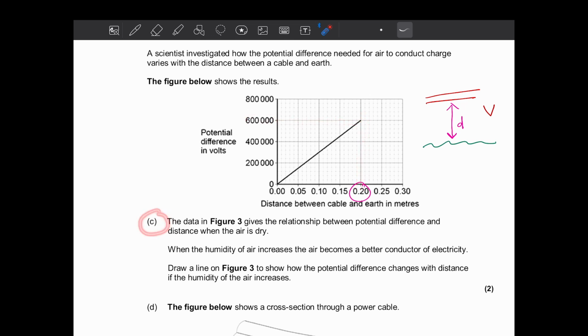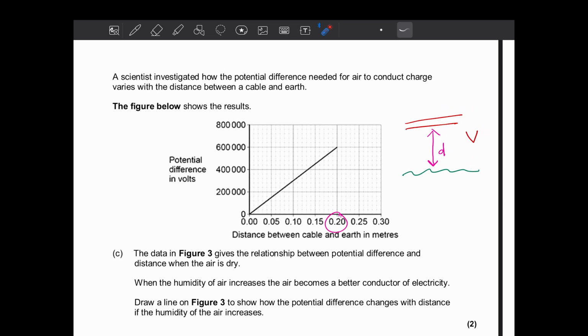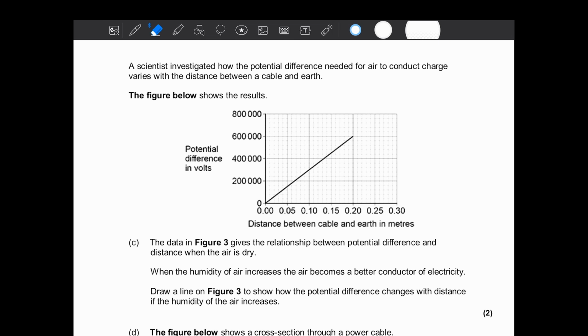The first question, C, asks you to draw a line on the figure to show how the potential difference changes as humidity increases. I'll give you a second to attempt this on your own, so you can pause the video now.